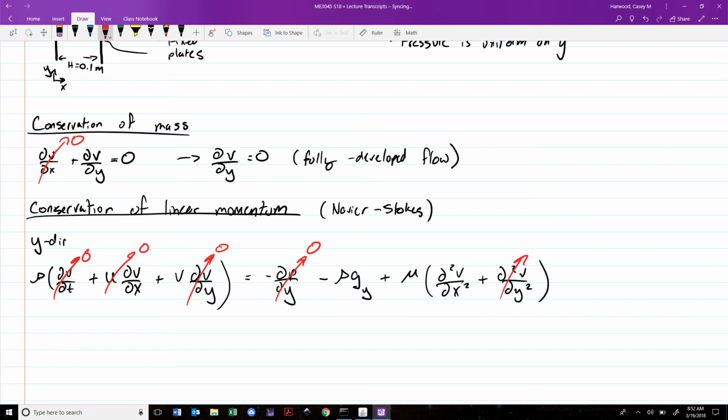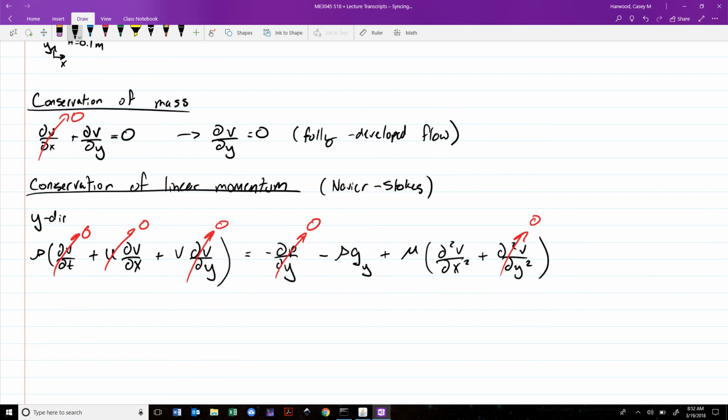V is not a function of y, so that goes to 0. And rho times gy boils down to a quantity of 10.2 kilograms per meter squared times 9.81 meters per second squared, which gives us a quantity equal to 100 pascals per meter, or negative 100 pascals per meter, which we can plug in later. But we've canceled everything out except for a known quantity here and our second derivative here.